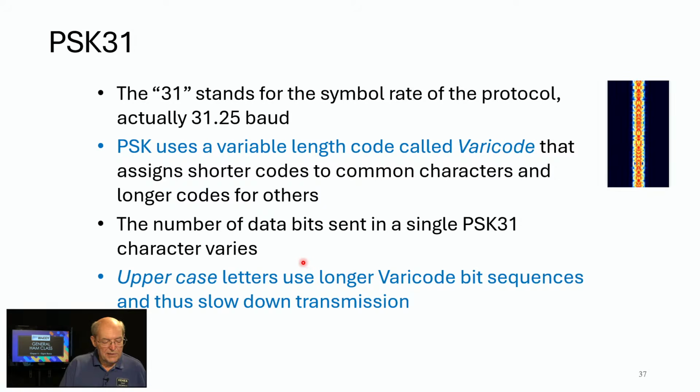So the number of data bits sent in a single PSK31 character will vary. That's why it's called varicode. Uppercase letters use longer varicode bit sequences and thus slow down transmission. So people who are using PSK31 will usually always, they'll never be sending capital letters unless there's a need to.